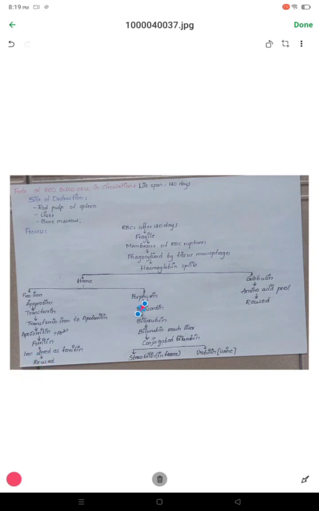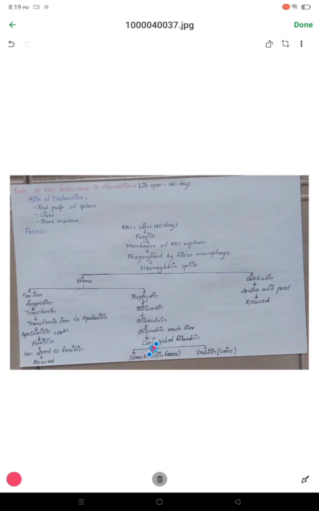Next, porphyrin. What happens to the porphyrin? This porphyrin is further broken down into biliverdin, and this biliverdin is further broken down into bilirubin. This bilirubin is released into the bloodstream, which is unconjugated, and it is not very good for our body. And this bilirubin is bound to the albumin to prevent its harm, and from albumin in the blood it is carried to the liver, where hepatocytes take this bilirubin and conjugate it. The conjugation of bilirubin occurs in the hepatocytes.